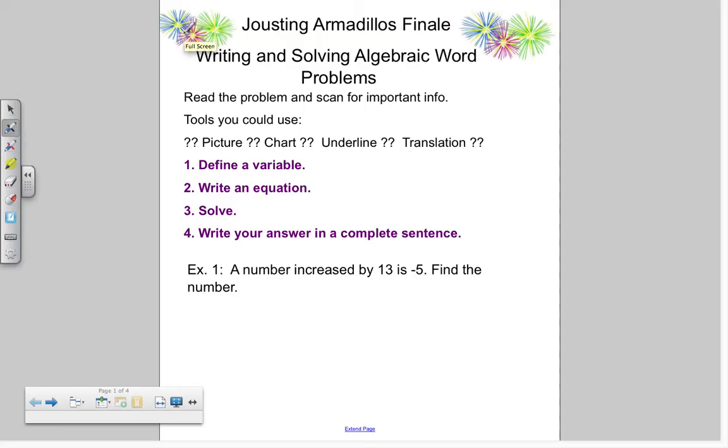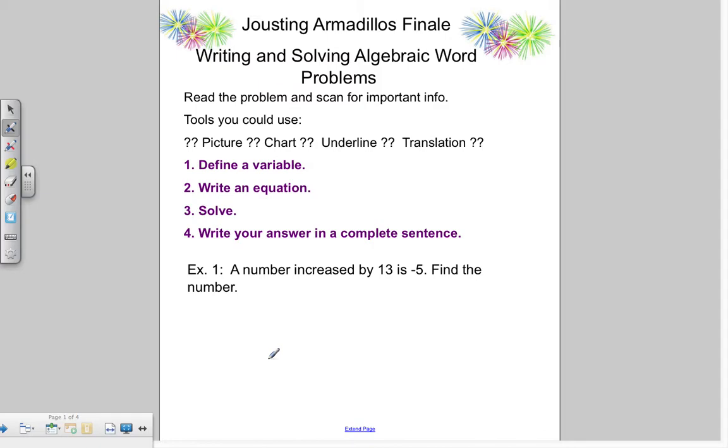So you've reached the end of the book. Yahoo! That's what the fireworks are for. It's the celebration. You're about to start on the new book, but before you do that, I feel like some more practice with word problems is always a good thing, because word problems are real life and they crop up in all different sorts of math problems. So let's take some time to really practice this skill.